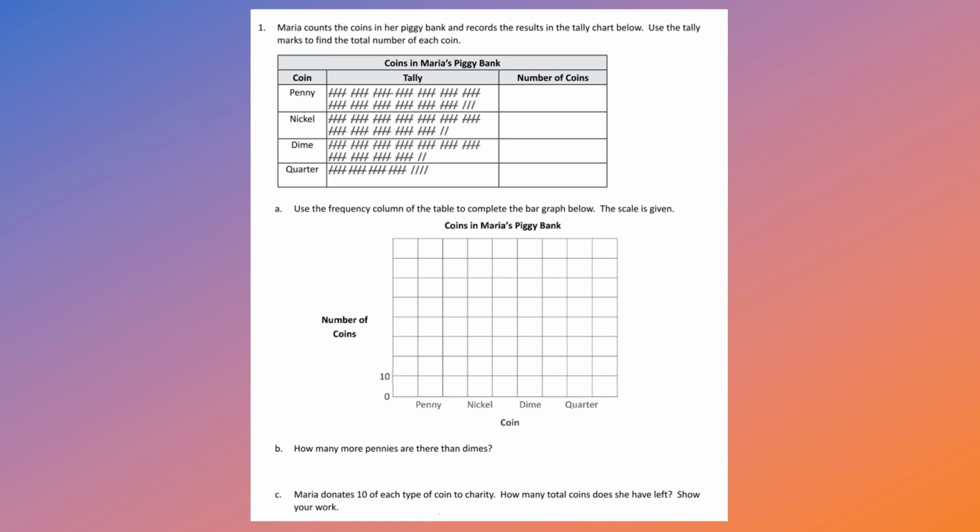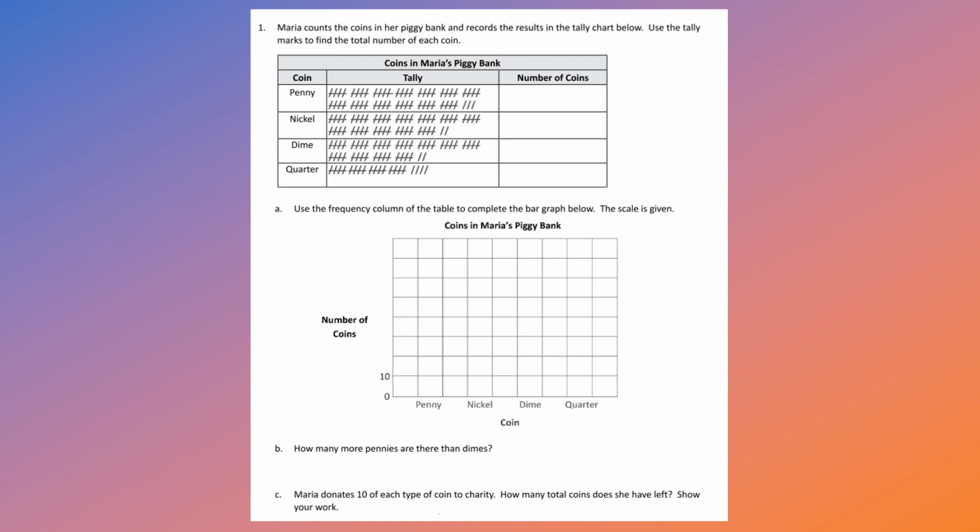So, as always, when you get a graph, you want to analyze it. That means you want to look at it and see what information you have and what information you might need to include in that graph to make it make sense. All right, so I see the title. The title says coins in Maria's piggy bank, which means this graph is about the coins in her piggy bank, right? Well, what coins? Now I look on the side and I see that my categories are pennies, nickels, dimes, and quarters.